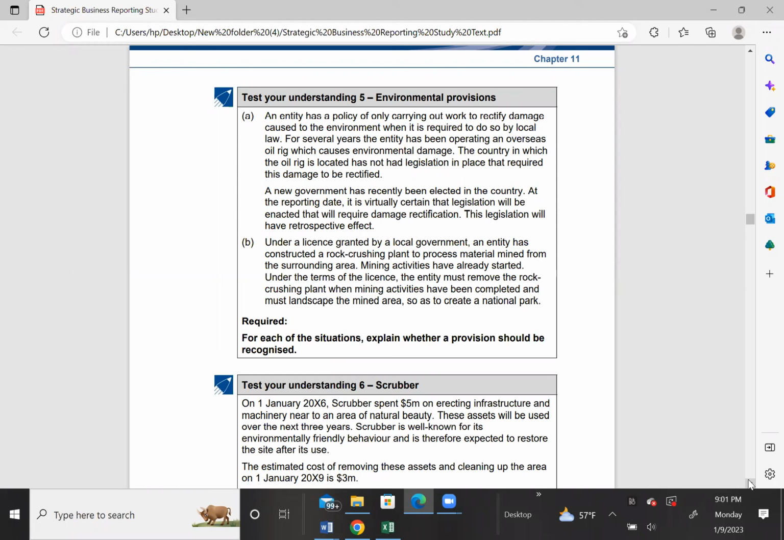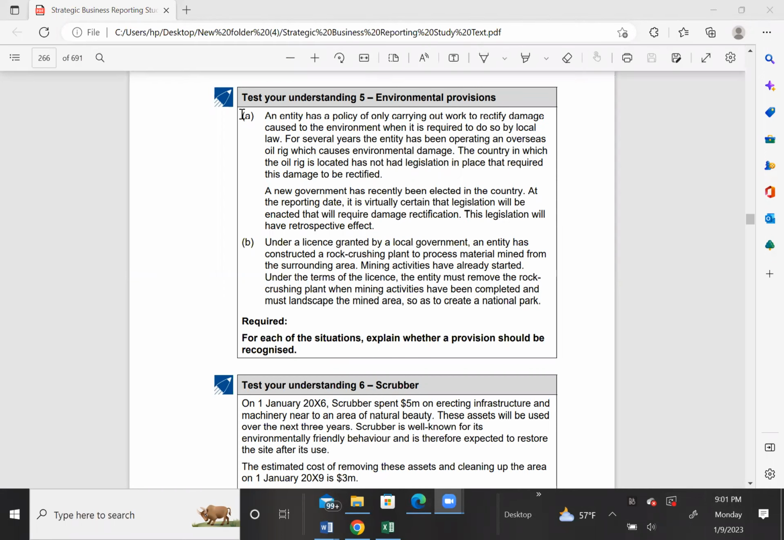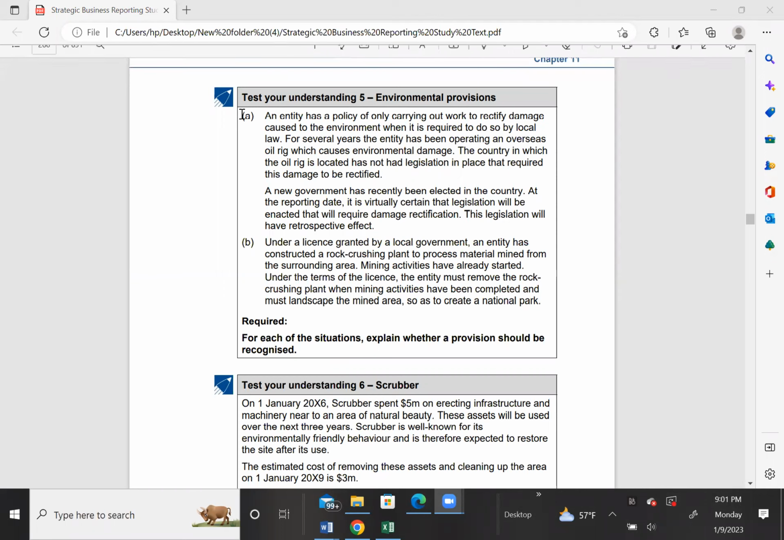A new government has recently been elected in the country at the reporting date. It is virtually certain that legislation will be enacted that will require damage rectification. This legislation will have retrospective effect. So what do you think? In the first case study A, what do you think?